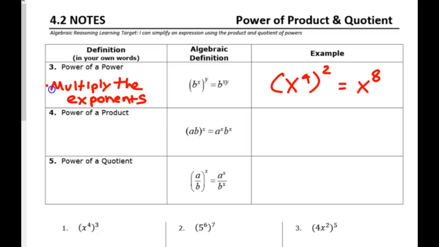Now, 4 and 5 over here, power of a product and power of a quotient. Both of these, you're going to distribute the exponent.